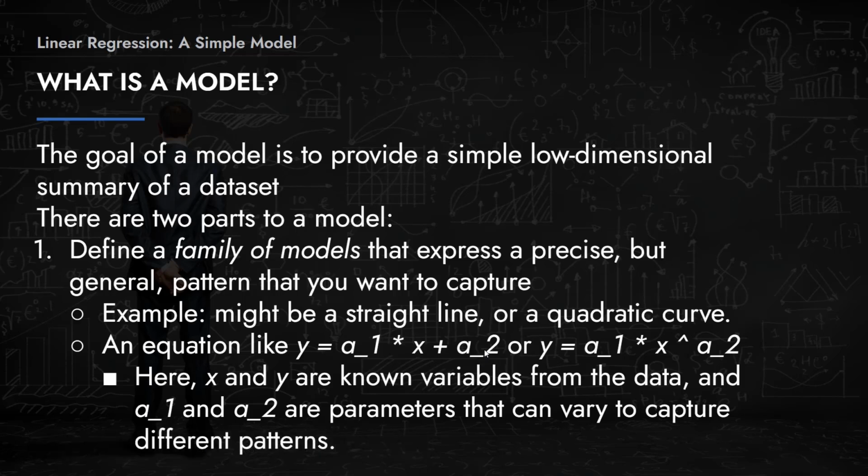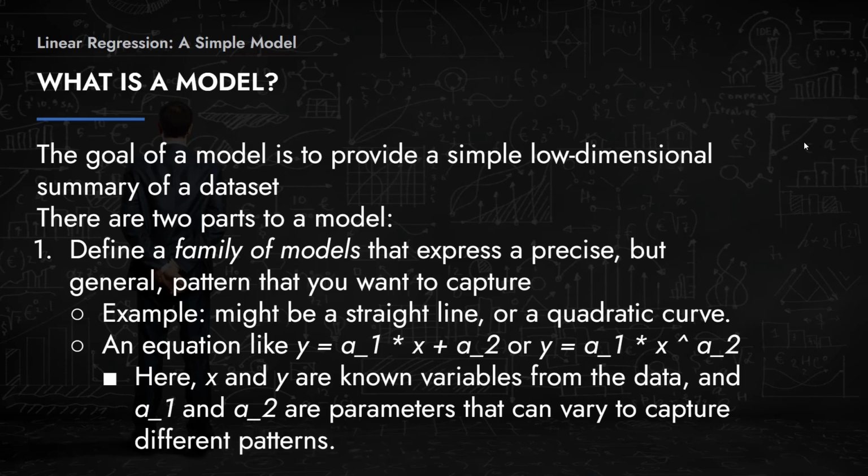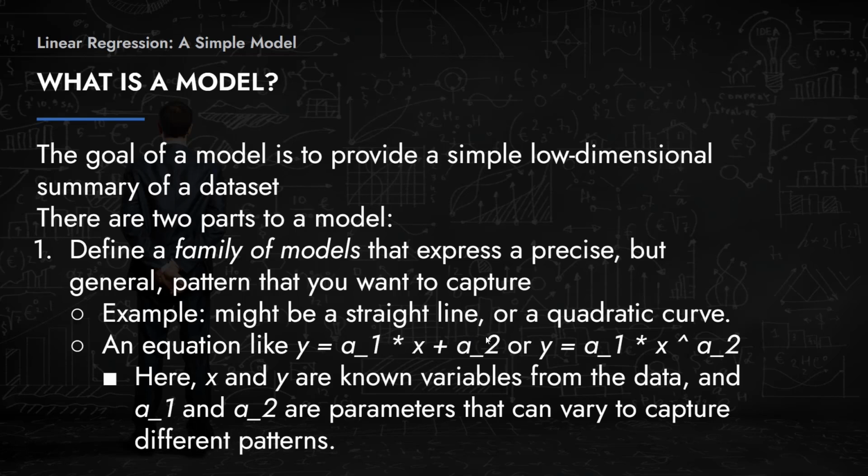If you're able to get it accurate enough, those lines could somehow summarize or closely resemble the data points in the particular data set that you're dealing with. Here x and y are known variables from the data. Those are the data points that we have plotted on the graph. a1 and a2 are parameters that can vary to capture different patterns. Those of you who have some mathematical background would know that this represents the slope of the line, and this would represent the y-intercept. By changing these two parameters, you're essentially creating different lines that have different slopes and different y-intercepts.